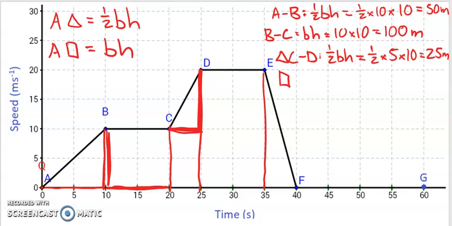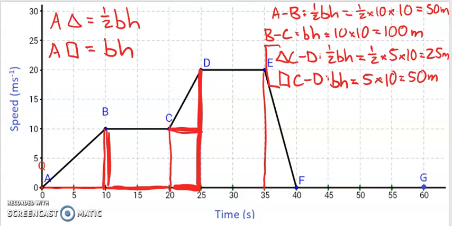The rectangle in section C to D is base times height. The base is still 5, the height is 10. So the rectangle for section C to D is 50 meters. So in total, in section C to D, they travelled 25 plus 50 meters, 75 meters.